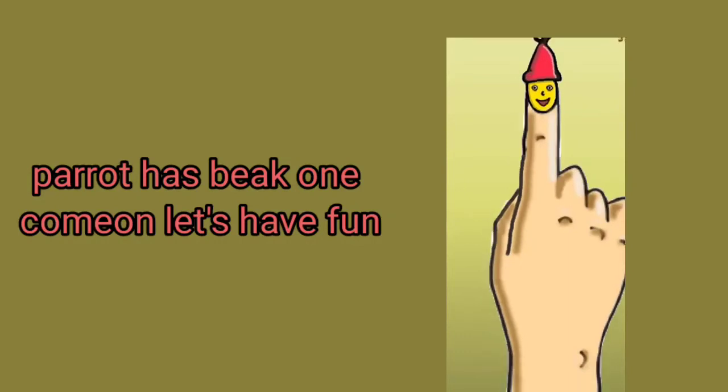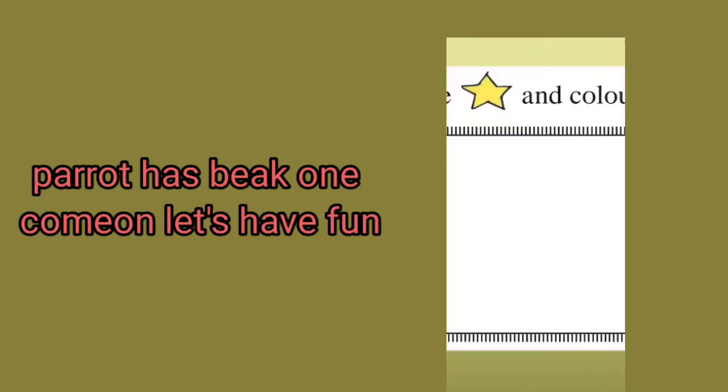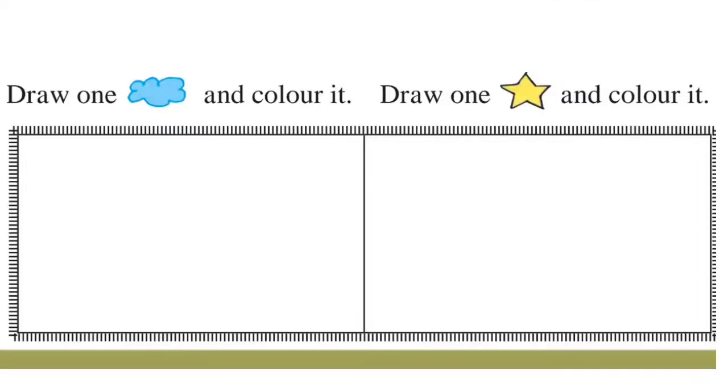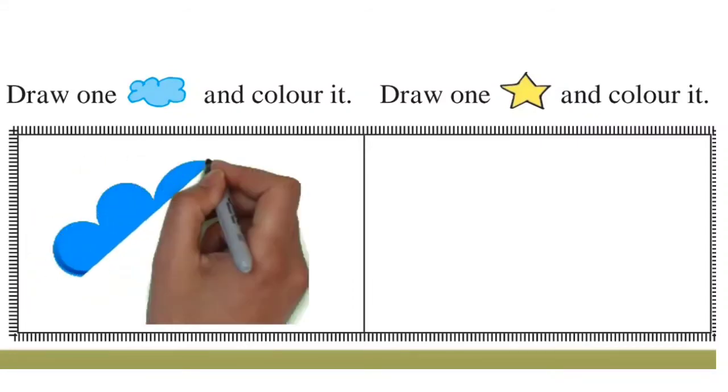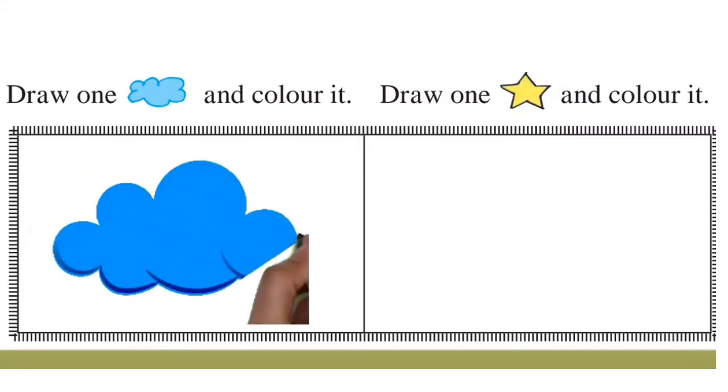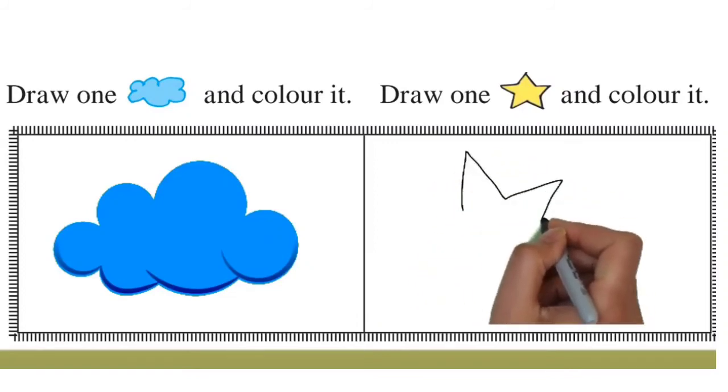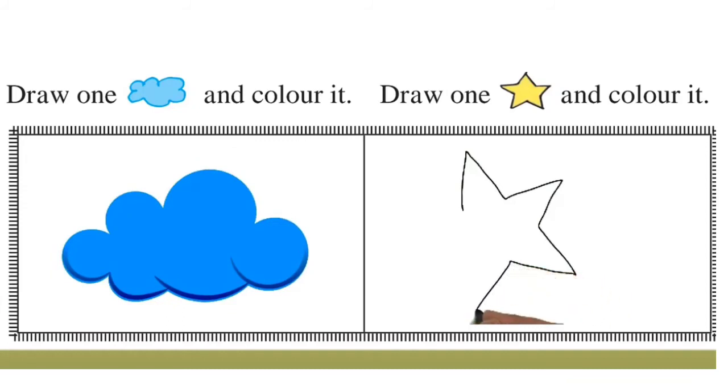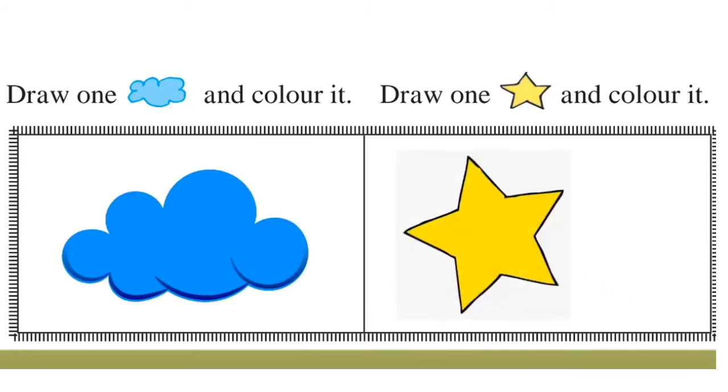Do you like this song? You like it now? Very good, very nice. Now you have to draw one cloud and color it in this empty box. You also draw with me and color in your textbook. And in the second box you have to draw one star and color it. You also draw like this with me and color in your textbook. Have you done?